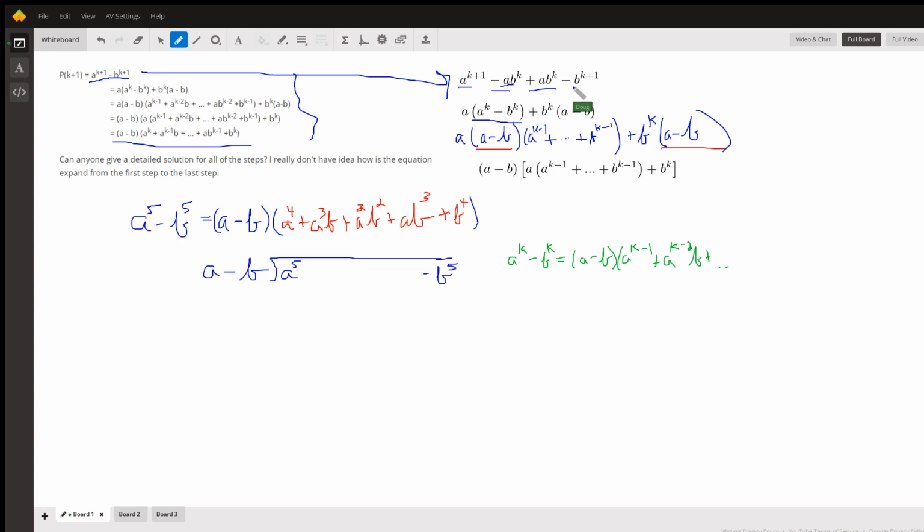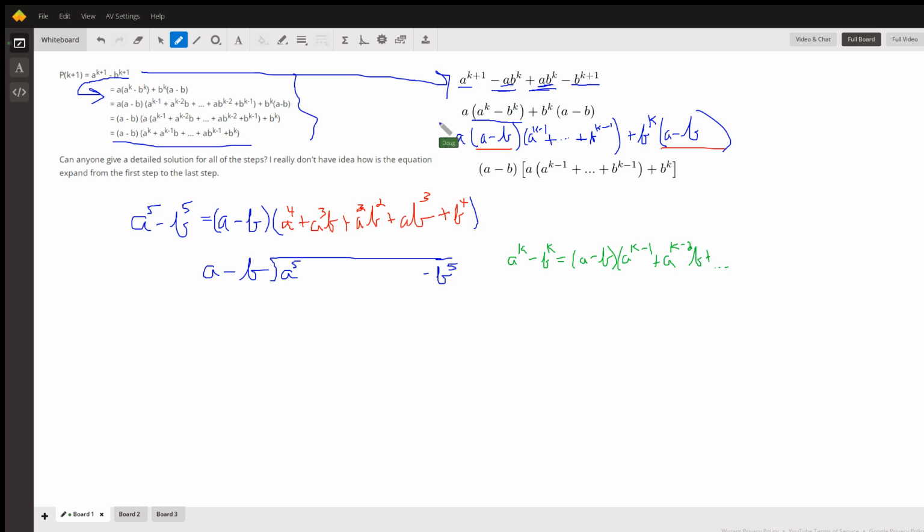And similarly over here, if you factor out a b to the k from this first term, you're left with an a. If you factor out a b to the k from this term, you're left with a b. So that's how you get from here to here. They kind of left out that part.